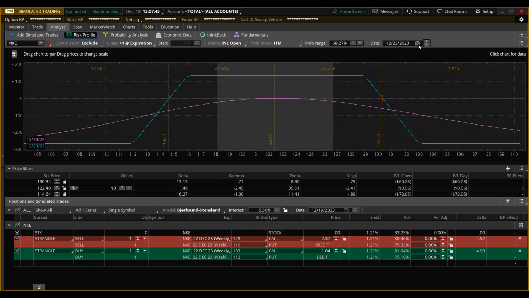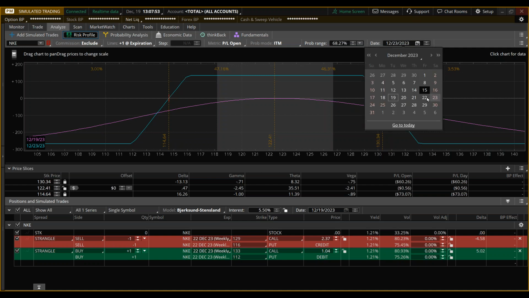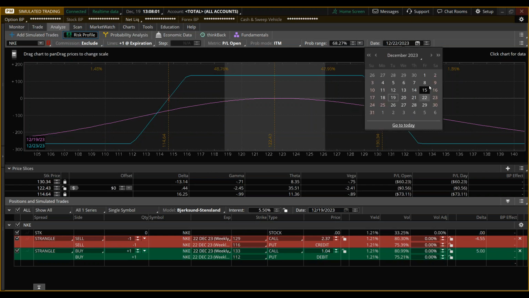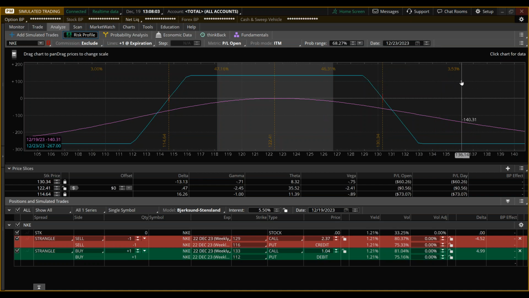Let me see if I'm set up correctly here. Let's change this to Friday the 20th. No, it's set up correctly. Yeah, Friday we could change this to the 23rd. Either way, the expiration risk graph is correct. So there you go. There's the regular short iron butterfly on Nike from a Trader B type of perspective.